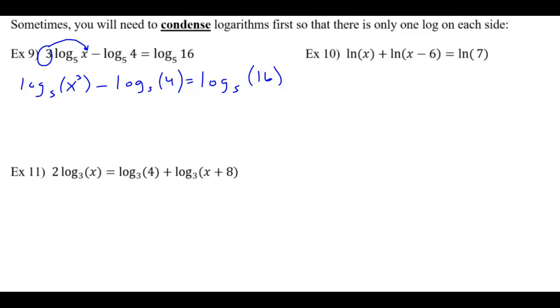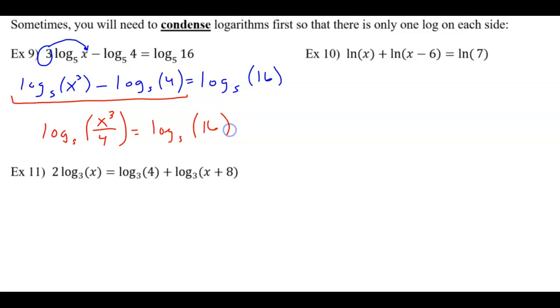Okay, and then we still have 2 logs on the left and 1 log on the right. In order for that little trick to work that we just did on numbers 7 and 8, there has to be 1 log on both sides. So once again, we have another property that tells us we can condense 2 logs that are subtracted by dividing what's being logged. So this becomes 1 log base 5 of x cubed divided by 4 equals log base 5 of 16.